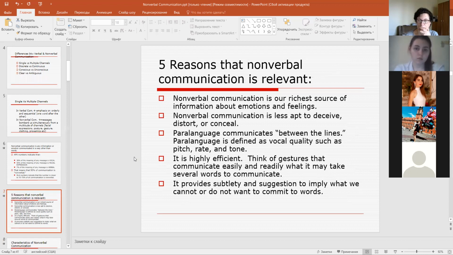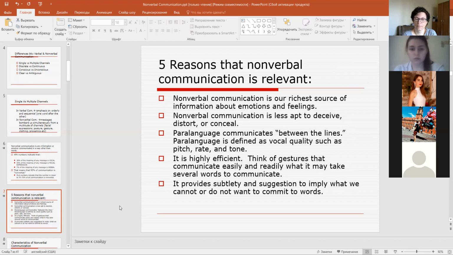So there we can see some reasons. There are 5 of them. The first one is that nonverbal communication is our richest source of information about emotions and feelings. So with the help of it, we can understand the feelings and emotions better.